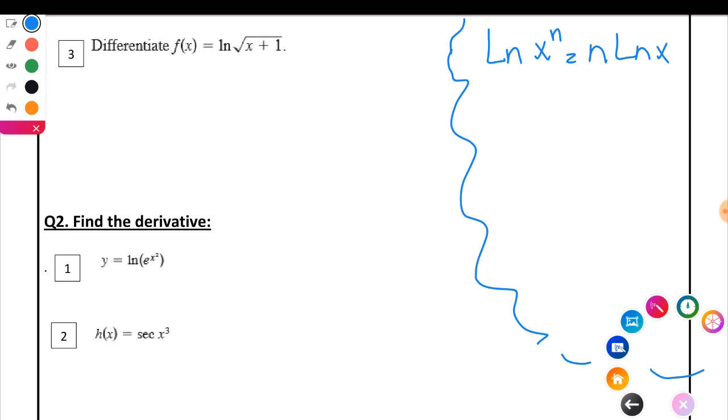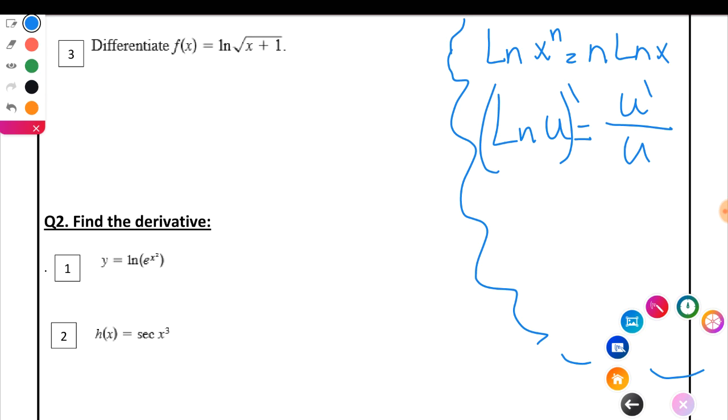What is the derivative of the natural logarithmic function? If we take ln of another function u, which we name the inner function, the derivative, d by dx, will be u prime, the derivative of the function that we take ln of, over u. In this case, let's solve number 3.